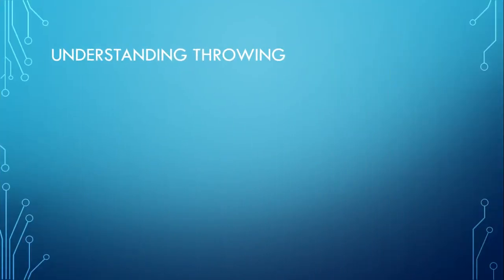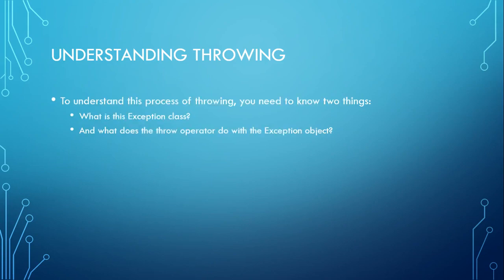Now, let's continue to discuss what it means to understand throwing. To understand this process of throwing, you pretty much need to know two things. First, what is this Exception class that we've been discussing? And second, what does the throw operator do with the exception object? Once you throw it, what's it doing?